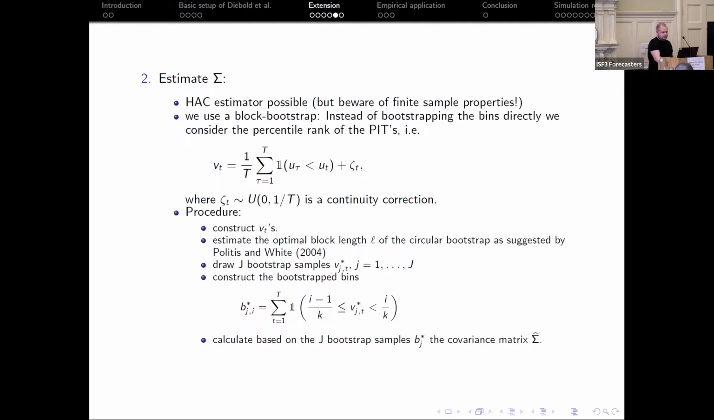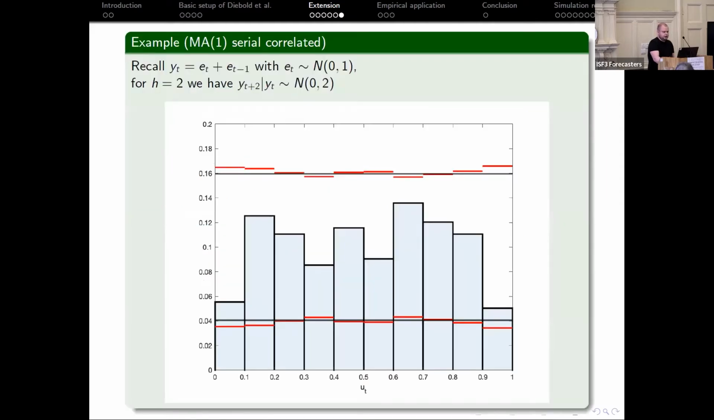Okay, and how are we going to do that? We use the circular bootstrap. The block length of this circular bootstrap is estimated as suggested by Politis and White. And therefore, we simply construct now a bootstrap series of the bins and estimate the covariance matrix as such.